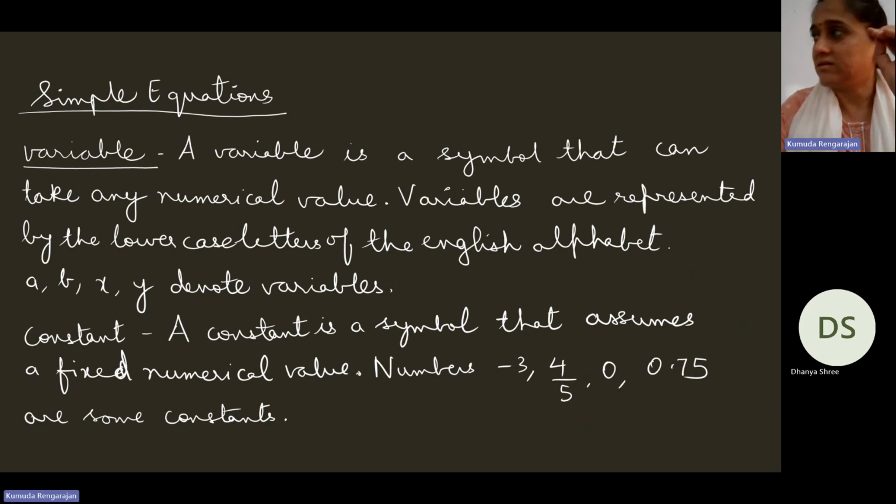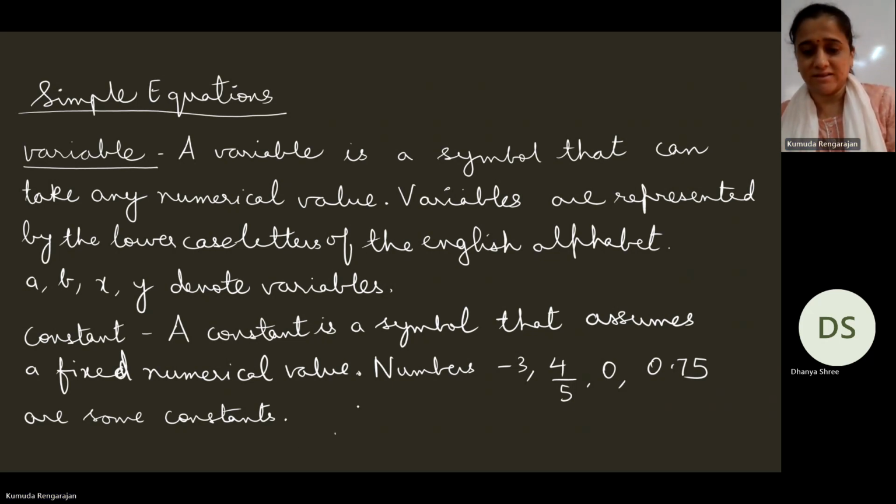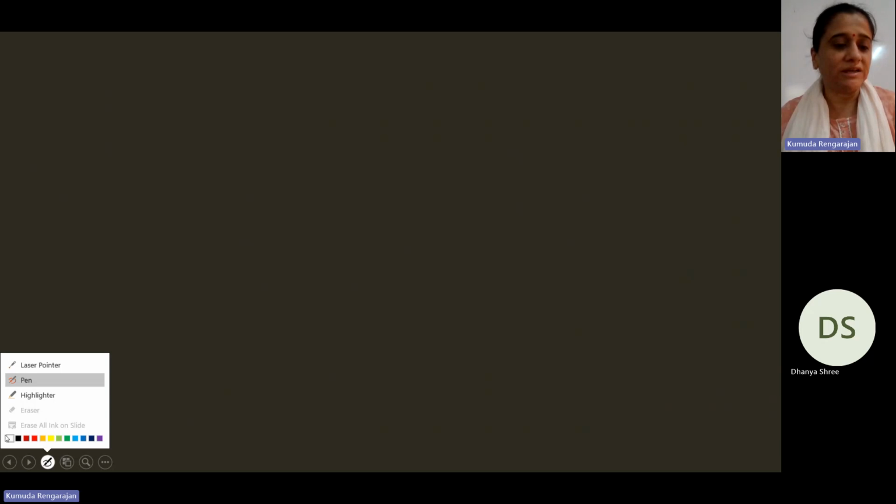So let's understand the definitions of some key terms in this chapter, simple equations. The first one being variable. A variable is a symbol. Now you can see the other term, constant. Both variables and constants are symbols. What's a symbol? A diagrammatic representation which conveys some meaning, something which is enough for you to understand.